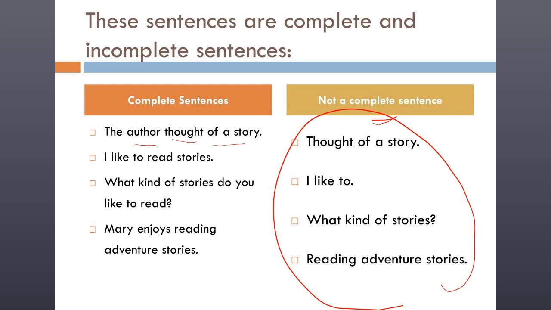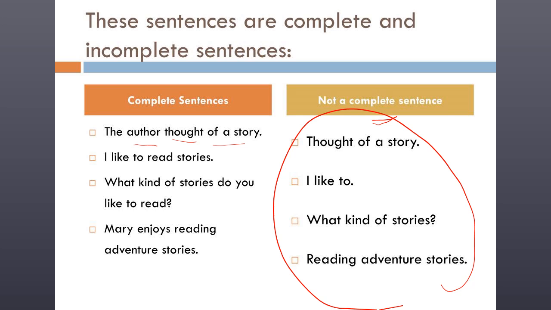But if I said, "thought of a story," what happened? Nobody understands anything. "I like to" what? I like to read, I like to dream, I like to eat. You know, it's not complete.